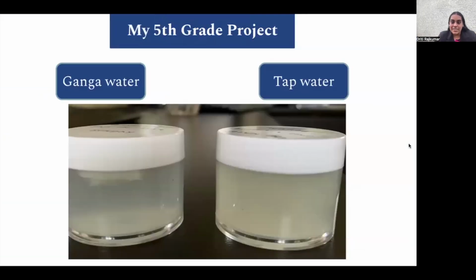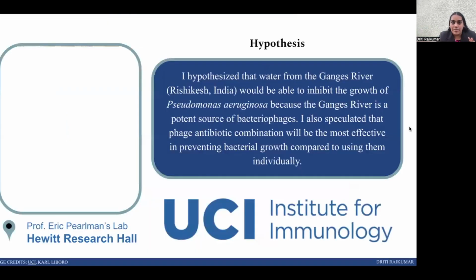Back in fifth grade, I did this project where I put a piece of meat in Ganga water and a piece of meat in tap water, and I measured the opacity over time. Over a few months, you can see that the tap water was much more opaque, while the Ganga water was much more clear. Why is this, you may ask? Well, this is because Ganga water is filled with something called bacteriophages, or viruses that can kill bacteria. And I was so lucky and able to test this in a lab this year.